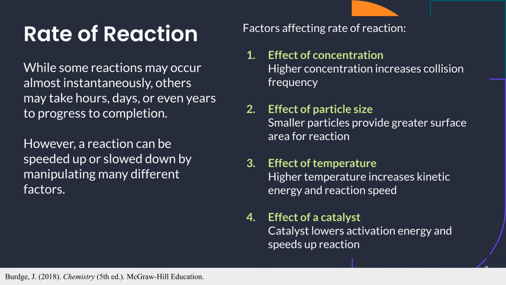Not all chemical reactions happen at the same speed. Some reactions occur almost instantly, while others take a very long time to complete. The rate of reaction can be changed by adjusting certain factors. These include the concentration of reactants, the size of the particles, the temperature, and the presence of a catalyst. Each of these factors affects how often particles collide and how much energy those collisions have.